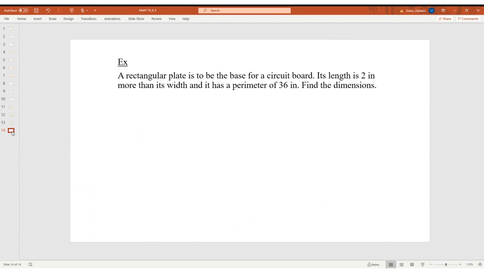It says a rectangular plate is to be the base for a circuit board. Its length is 2 inches more than the width. So remember this, it's an equation. The length is 2 inches more than the width, and it has a perimeter of 36 inches. Find the dimensions, find the length, and find the width. So this is what you have to report. So the length and the width.